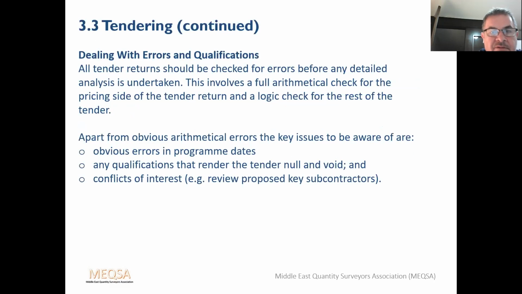How to deal with errors and qualifications. All tender returns should be checked for errors before any detailed analysis is undertaken. This will involve a full arithmetical check for the pricing side of the tender return and a logic check for the rest of the tender. Apart from obvious arithmetical errors, the key issues to be aware of are obvious errors in the programme dates, any qualifications that make the tender null and void, and any conflicts of interest. And this can be done by reviewing the proposed key subcontractors.